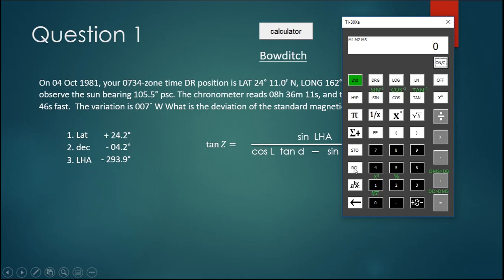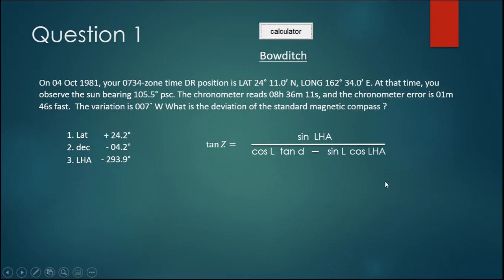Now if you just hit your recall button, recall 1, recall 2, recall 3, it's pretty important that you store it. If it's a negative number, make sure you store it as a negative number in the calculator. And then we'll take this equation. We know these are stored in the calculator as 1, 2, and 3, so we'll just replace latitude, declination, and local hour angle in the equation with a 1, 2, and 3.